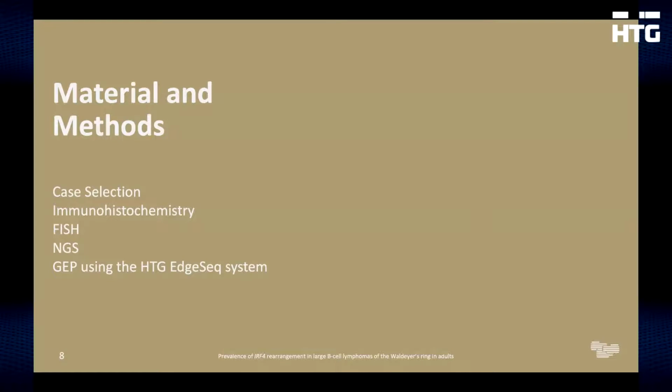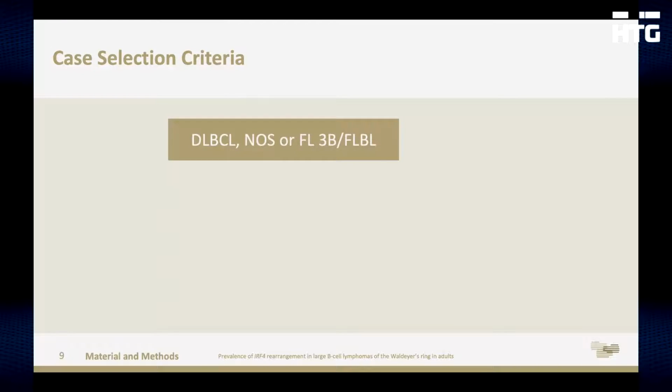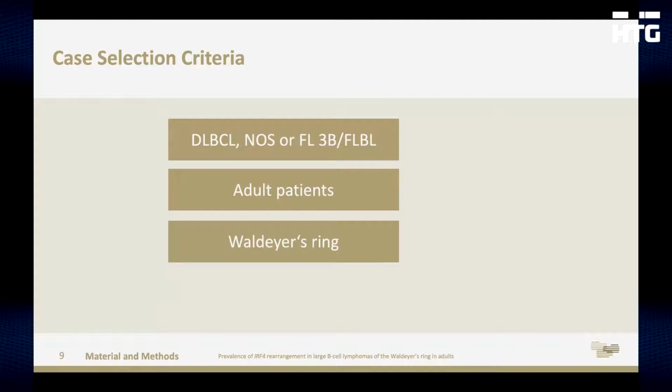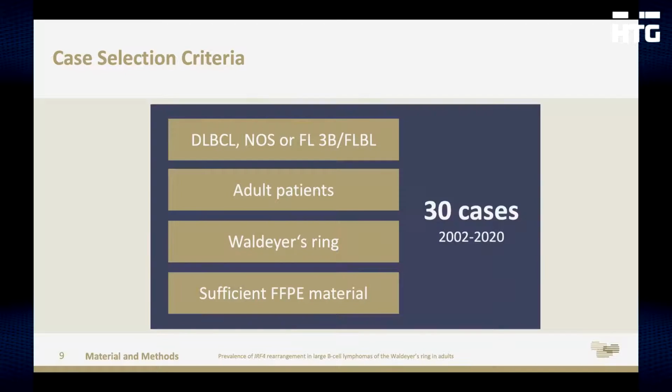So now I'm going to give you an overview of the methods we used, including the gene expression profiling using the HTG EdgeSeq system. Let me just briefly talk about our case selection criteria. We screened the archive of the Institute of Pathology at the University of Tübingen for cases of de novo DLBCLs not otherwise specified and follicular large B-cell lymphomas. These cases needed to occur in adult patients and had to be localized in Waldeyer's ring. And for the subsequent analysis, sufficient FFPE material was needed. These criteria led to 30 cases, which had been diagnosed between 2002 and 2020.